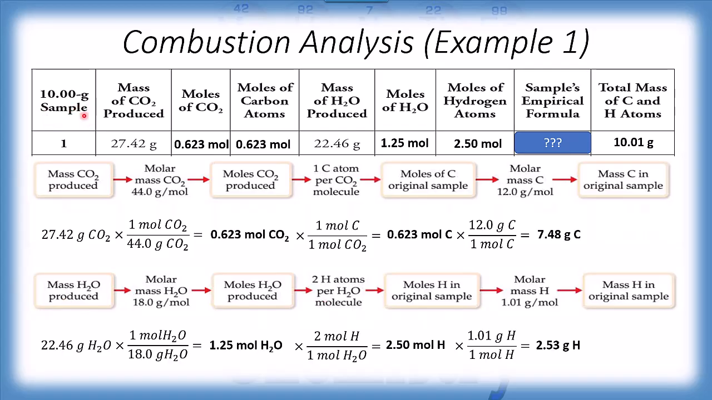The discrepancy there probably lies in the fact that we only used 3 sig figs for the molar masses. But be that as it may, if we look at these two, 0.623 and 2.50, clearly 0.623 is the smaller of the two. So if we divide both of those mole numbers by 0.623, we get a 1 to 4 ratio. And so our empirical formula would be CH4.